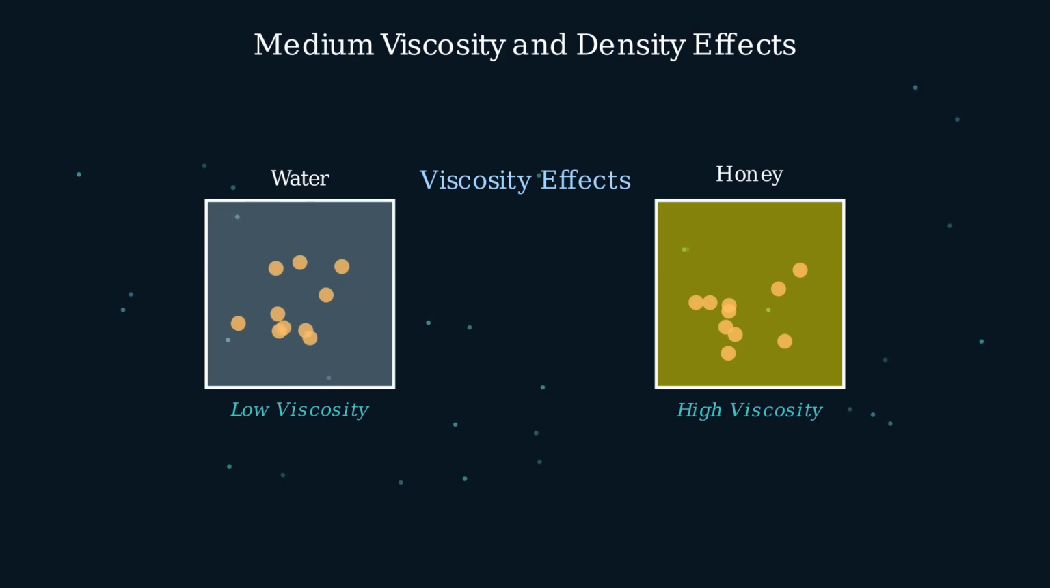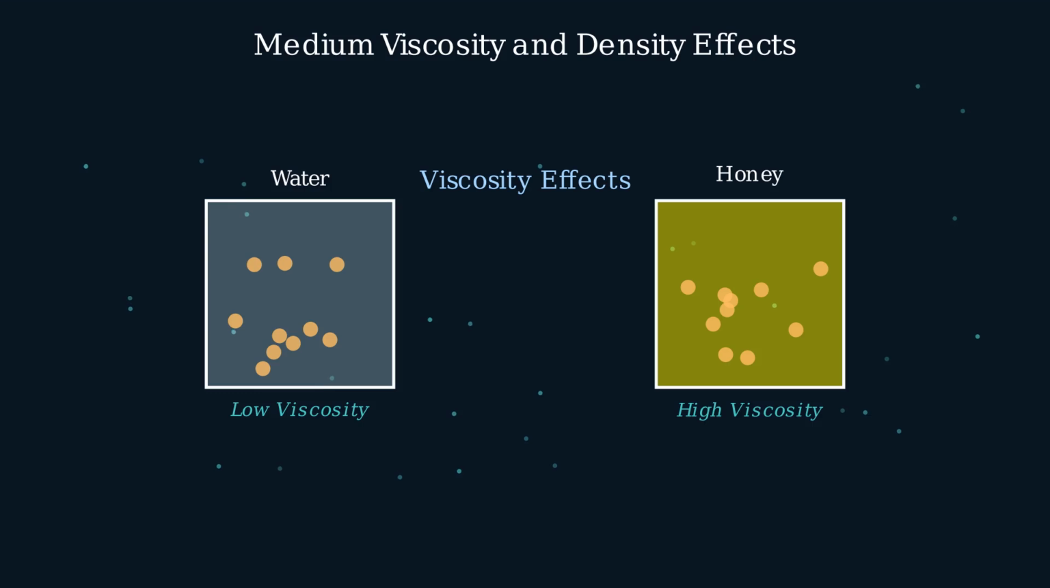In water, with its low viscosity, particles move rapidly and freely. But in honey, the high viscosity restricts movement, causing particles to diffuse much more slowly. This demonstrates an important principle. As viscosity increases, the rate of diffusion decreases.